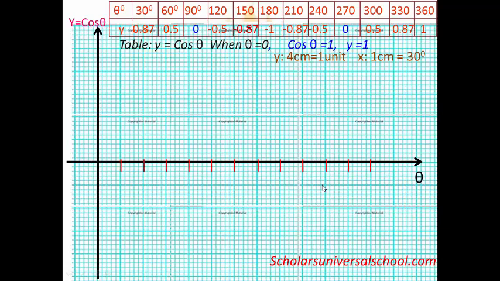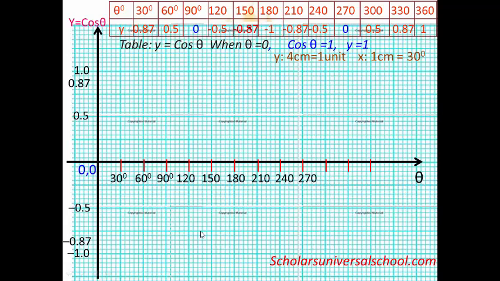Then we can calibrate our axis, starting from the origin 0, 0, just as we had for sine. Then we can now calibrate our x-axis and our y-axis. So we have now calibrated it. So this one is 0.87, 0.5, minus 0.5, 0, minus 0.87, and minus 1.0.